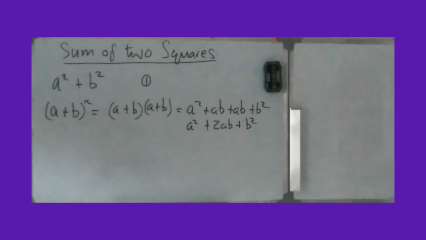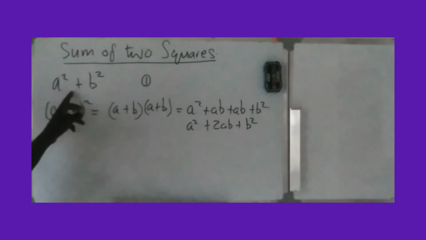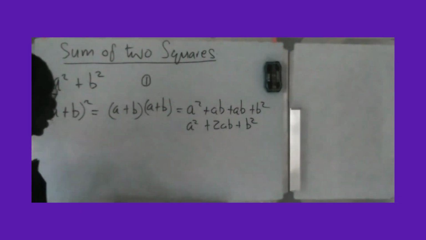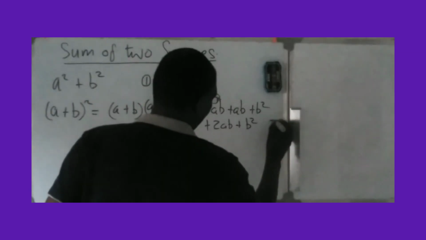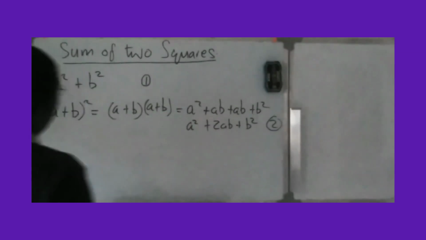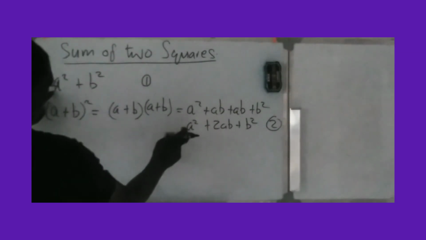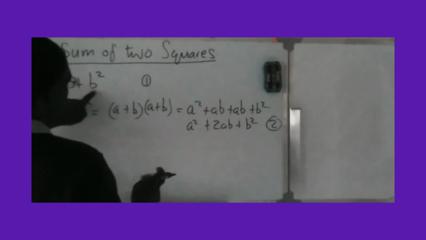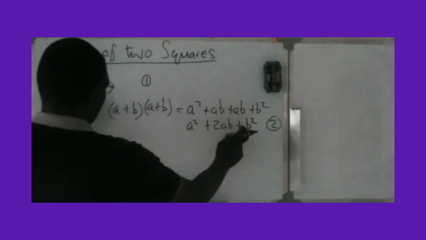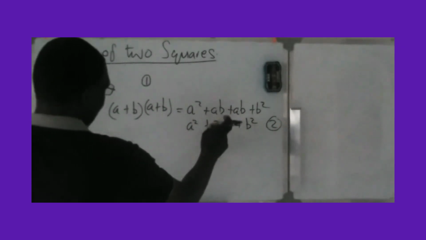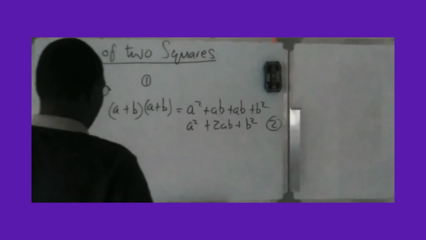Now, what is the difference between this expression and this one here? Let's call this one number 2. There is an a squared and an a squared. There is a b squared and a b squared. So the only difference is a 2ab term there.